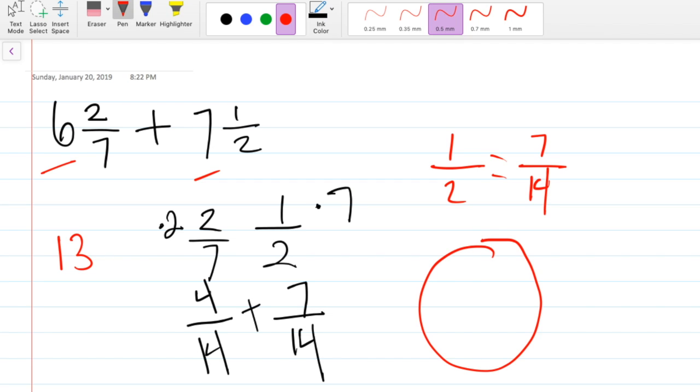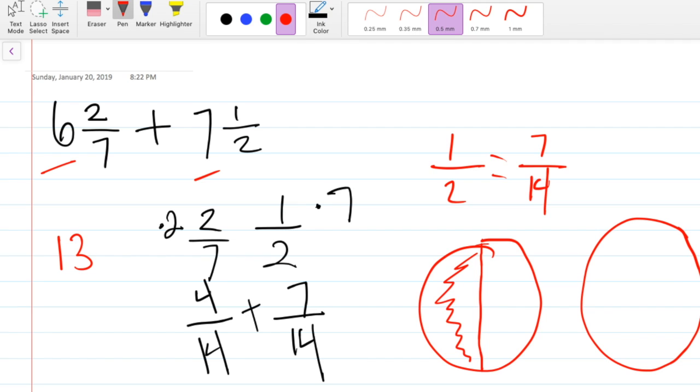This is a pizza, right? It's really ugly, but it's okay. This pizza was cut into 2 slices. So a half of the pizza is just this slice right here. Now this pizza over here, let's see if I can make 14 slices. Yeah, more or less. Sure.